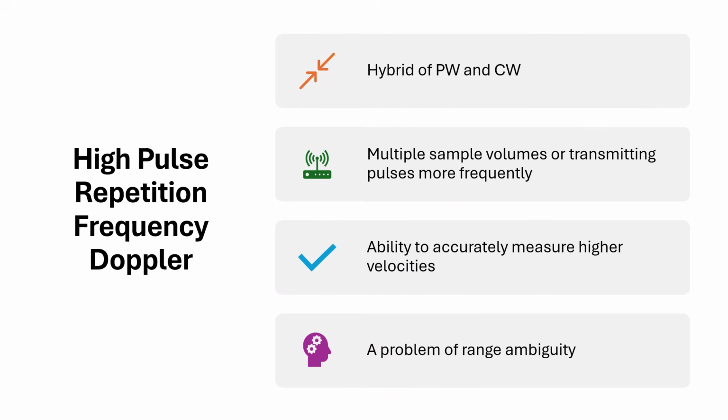And finally, we have a hybrid between continuous wave Doppler and pulse wave Doppler, which is called high pulse repetition frequency Doppler. Most of the time, what it does is send another signal before it receives the previous one. It has the ability to accurately measure higher velocities compared to pulse wave Doppler, but again, it has the problem of range ambiguity, similarly to continuous wave Doppler. Please pause this video if you need more time to review this concept.